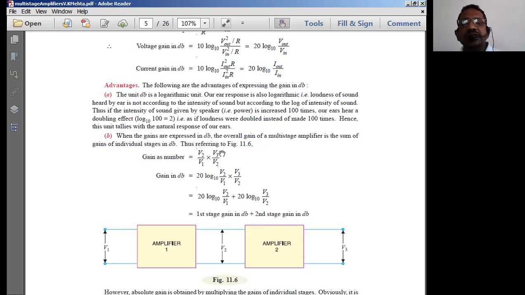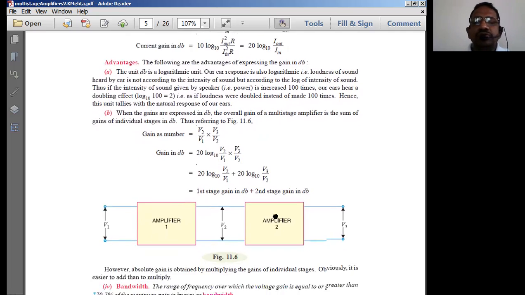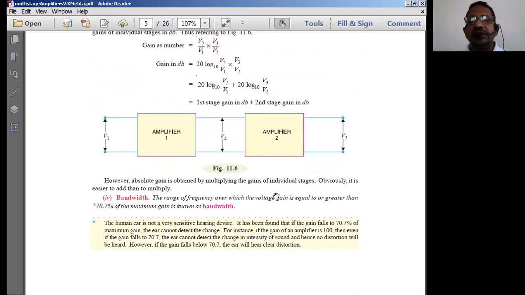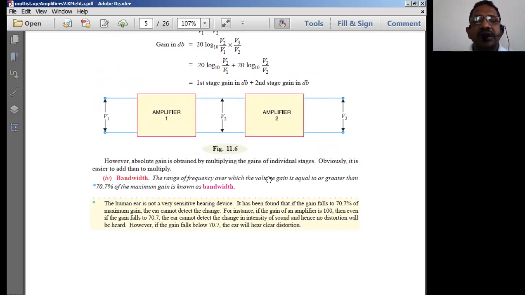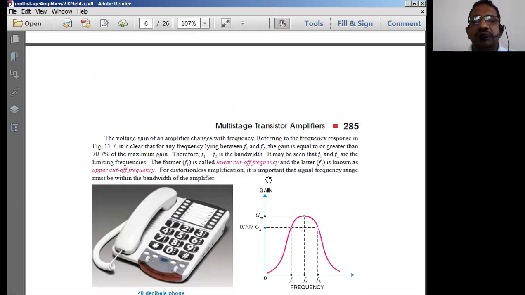So here multiplication is normally going to be there in the numerical value of gain. Now when you transform this numerical value into dB gain, then you simply add up the gains of the individual amplifiers. That means multiplication is simply converted into arithmetic addition. So it is a very easy task to find the overall gain of the amplifier if you convert the gain to the dB scale. That is why, for simplification purposes, we convert gain into dB in general.